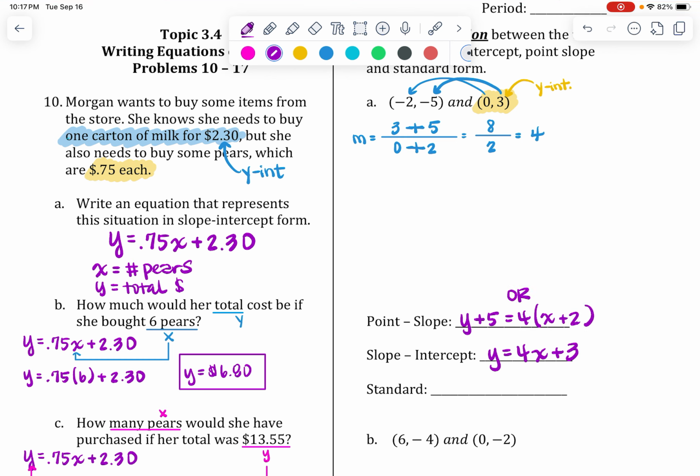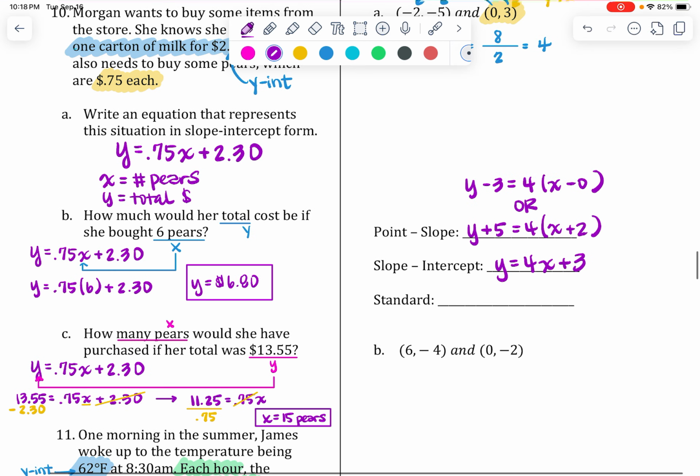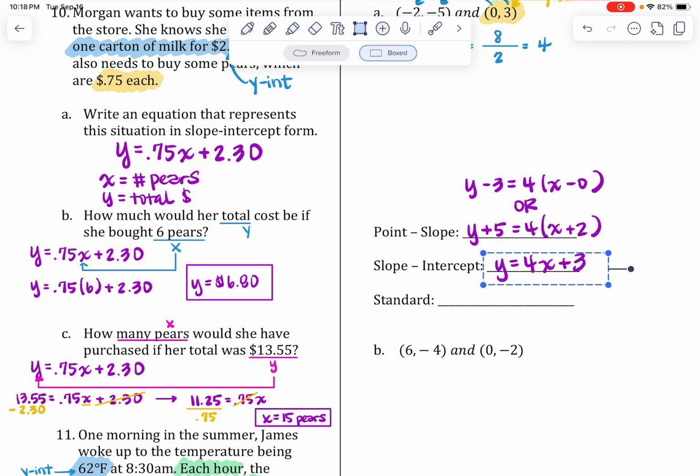Or if you want to use the other point, y minus 3 equals 4 times x minus 0. It does not matter which one of those you give me for point slope form, because the really awesome thing is that it's just going to convert into the same slope intercept form, so it doesn't matter to me which one you use. Now, what we need to do, though, is we still need standard form.